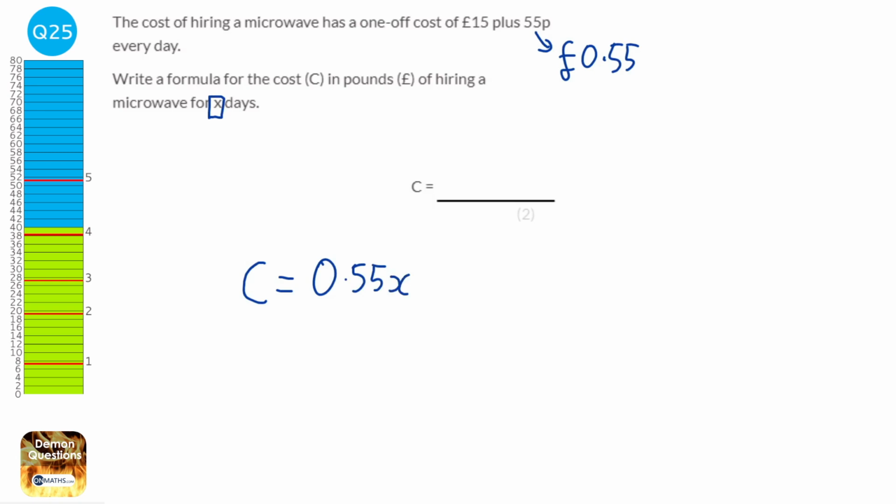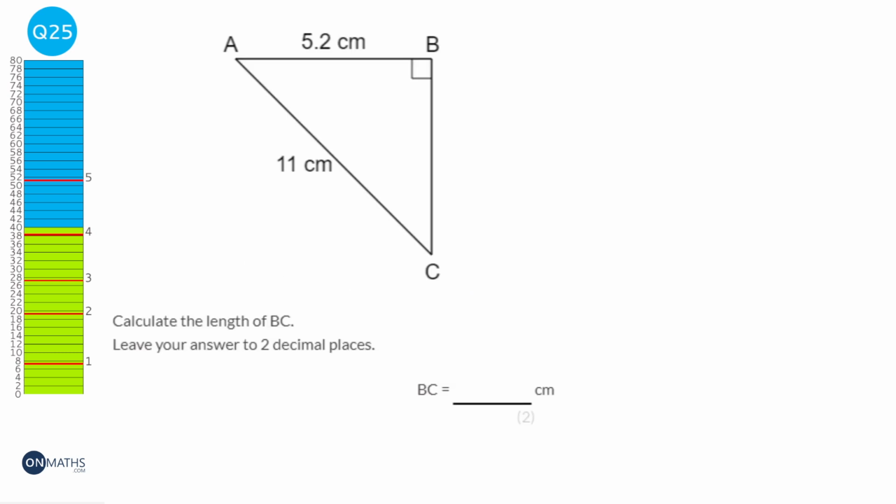Then it says that there's just a one-off cost of £15. So you're going to have to pay £15 regardless. So we're just going to add 15 onto that. So the answer would be C equals 0.55x plus 15. So in this question, we've got a right angle triangle and we're asked for length BC and we're given the other two lengths.